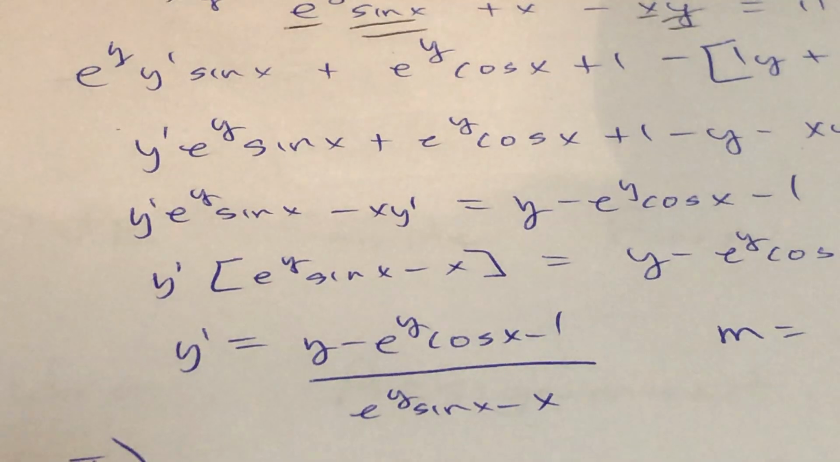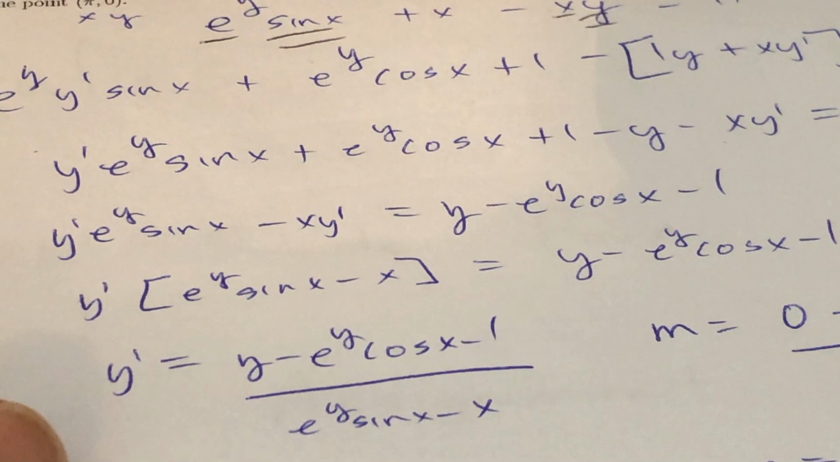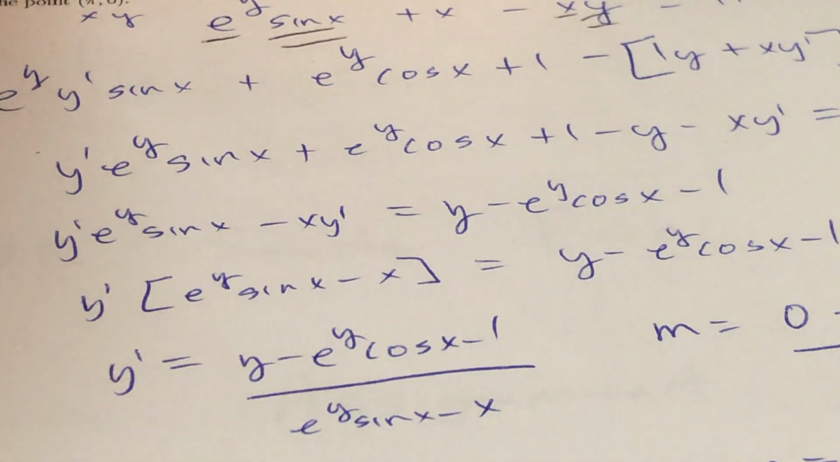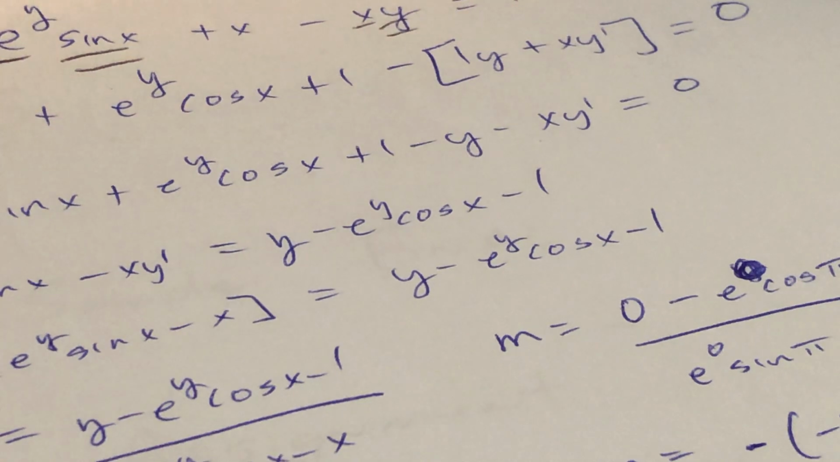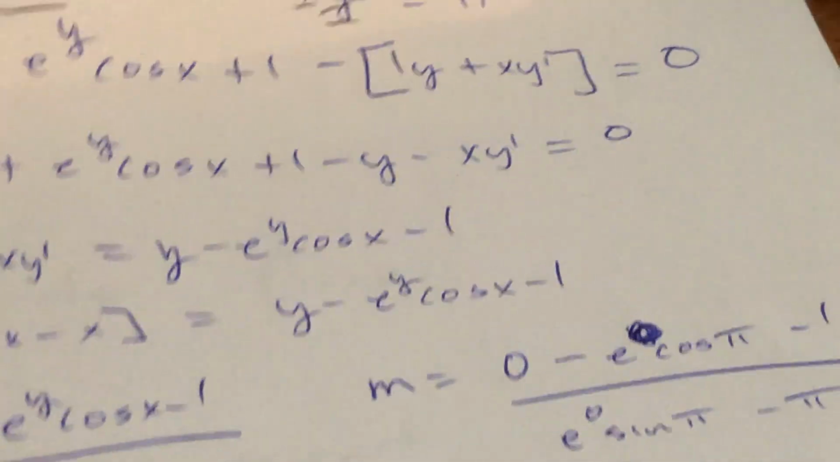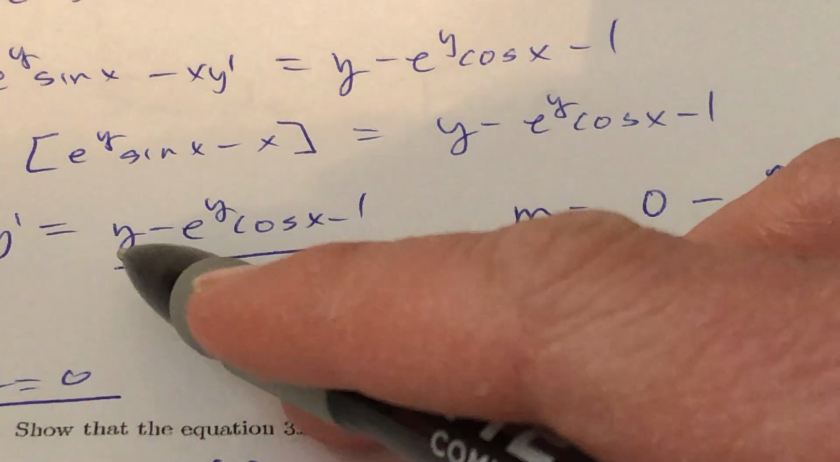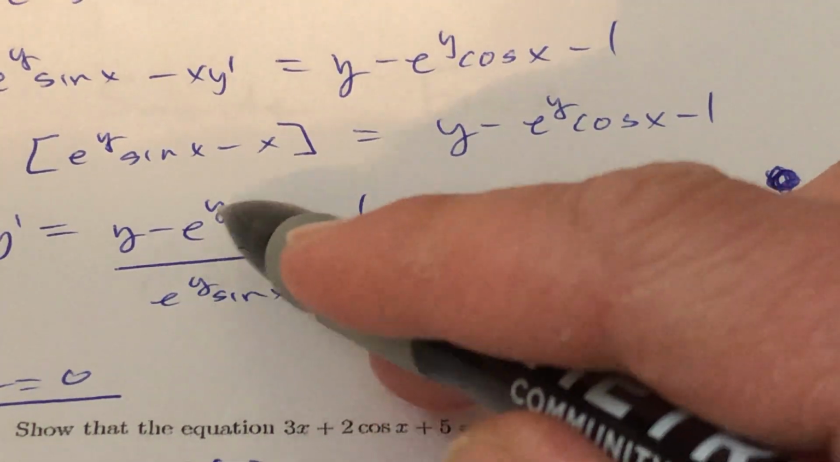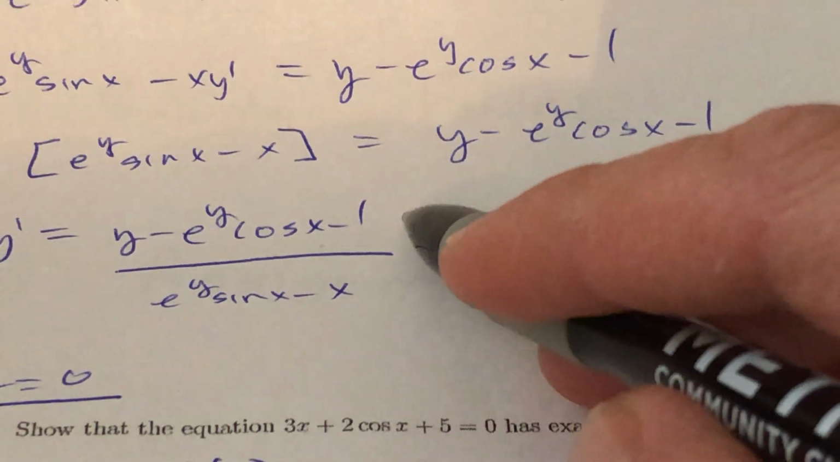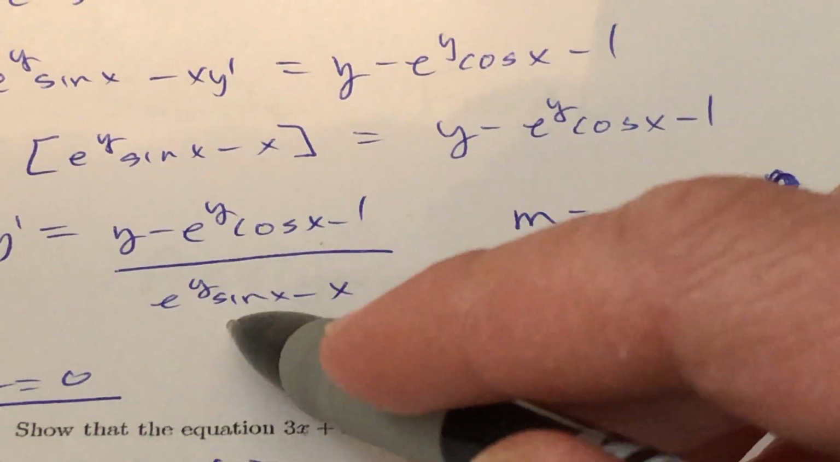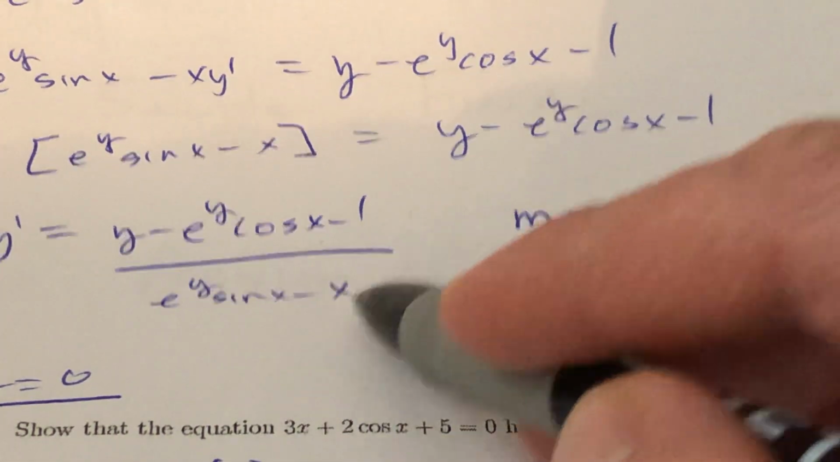I'm going to divide both sides by this. Okay, that on its own, I mean, it doesn't look great, but you wouldn't be upset about that sort of thing. So we're going to plug 0 in for y and pi in for x. So you're going to have 0 minus e to the 0 cosine pi minus 1, all over e to the 0 sine pi minus pi.